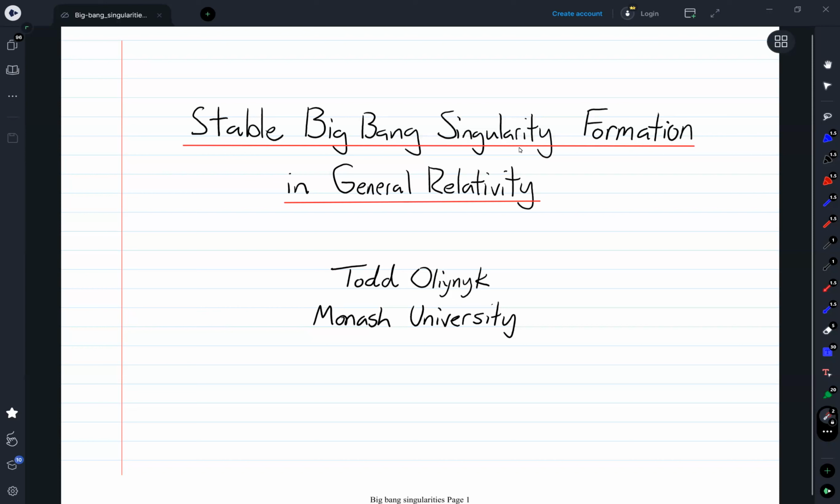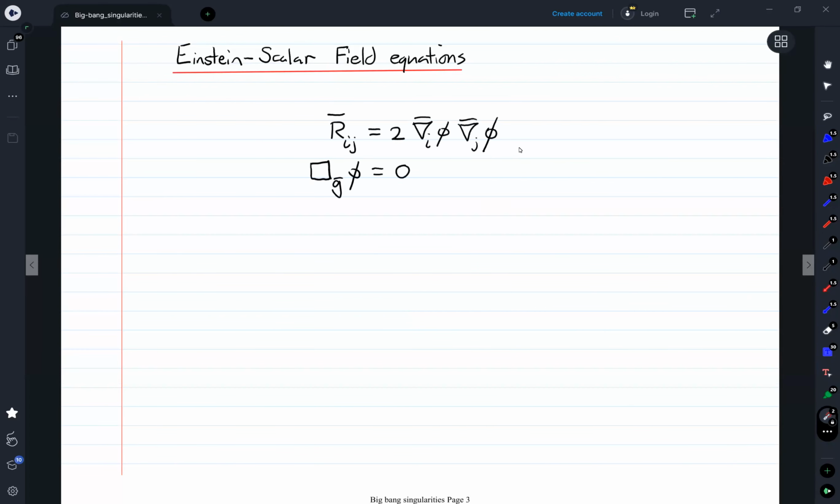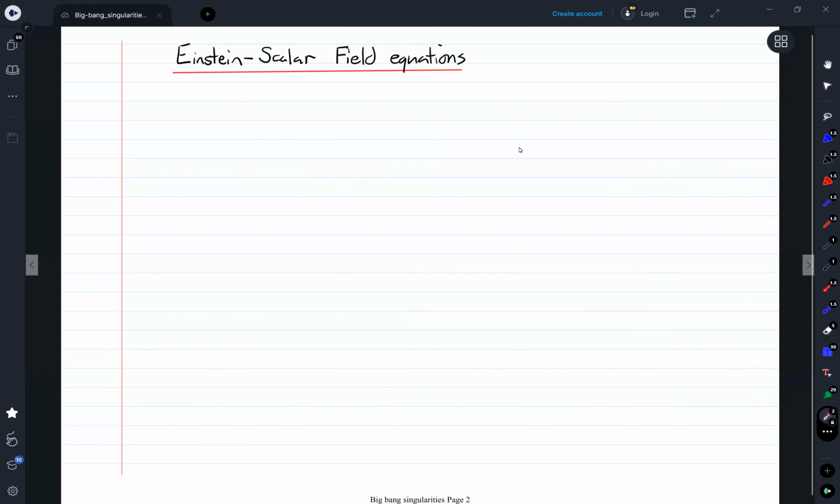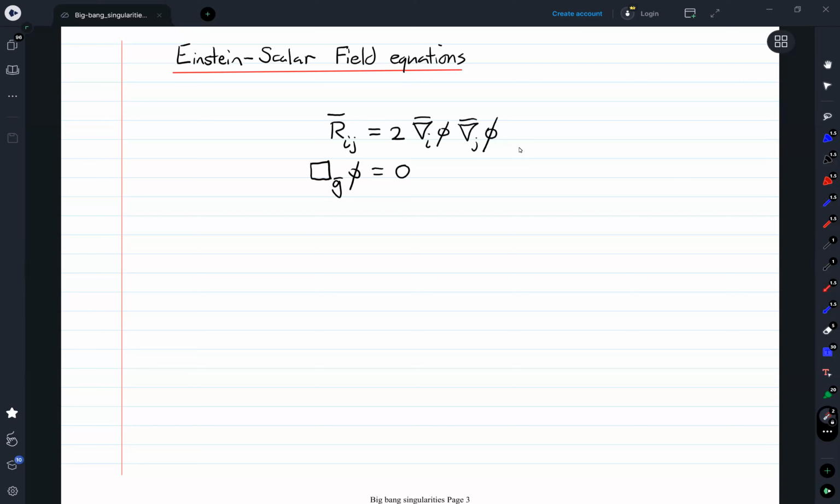Okay, so before I can talk about Big Bang, you first have to fix a model where the Big Bang is going to happen. So for this talk, I'm going to restrict my attention to the Einstein scalar field equations. Okay, so that's these equations.